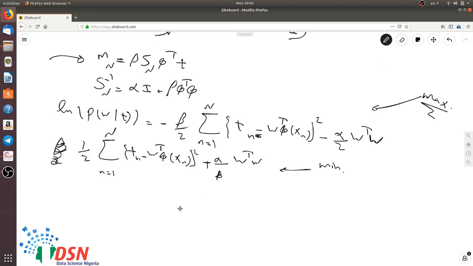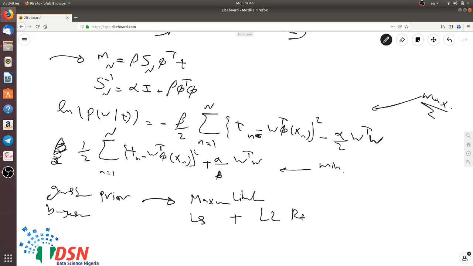result. It means that in the Bayesian approach, when we consider a Gaussian prior on the weights, it is equivalent to maximum likelihood, or least square plus L2 regularization. As you could see, this is the least square term, and this is L2 regularization with lambda equal to alpha over beta.